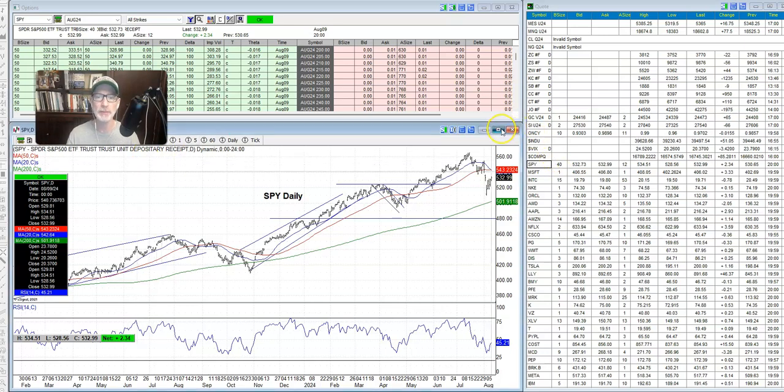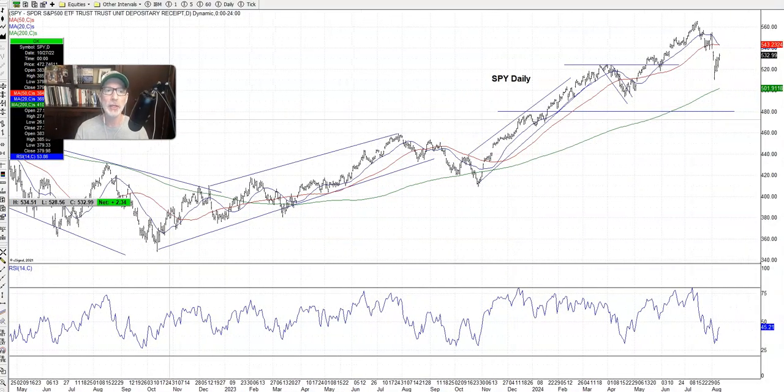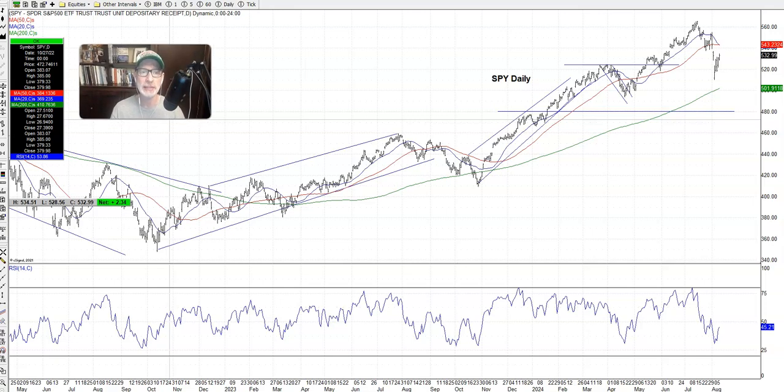So let's just jump right in and talk about how these two sentiment indicators affect the market. What we're looking at here is a chart of the SPY. This is the ETF, the exchange traded fund for the S&P 500. It's probably the most liquid, most widely traded ETF out there, and it's a proxy for the market as a whole, for the S&P 500.